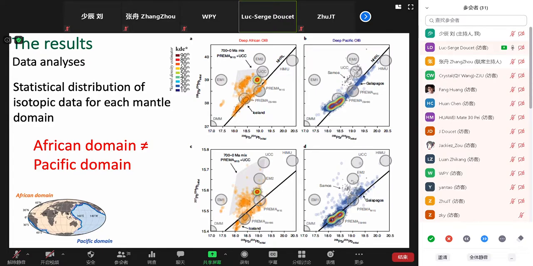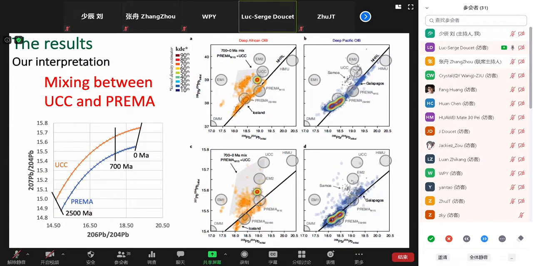So we expect a link between the supercontinent and superplumes, but we need a process to understand what's going on. Doing some very rough, very simple geochemical modeling, we see in this diagram that the African domain lies between PREMA, which is like the normal mantle, and the enriched component, especially the UCC, which is the upper continental crust.